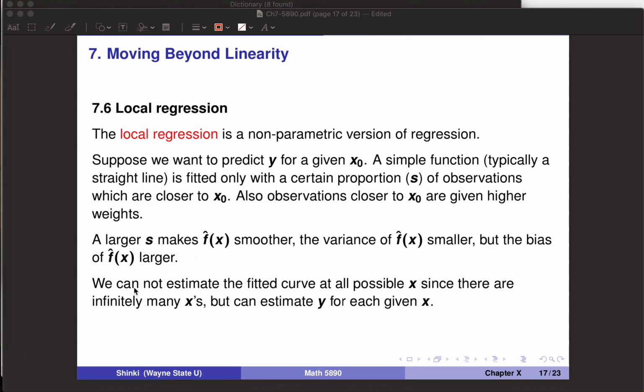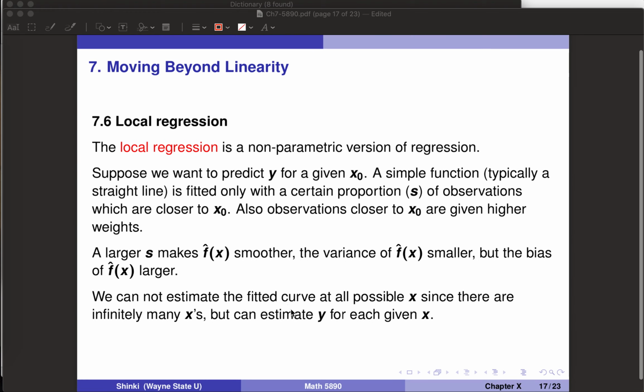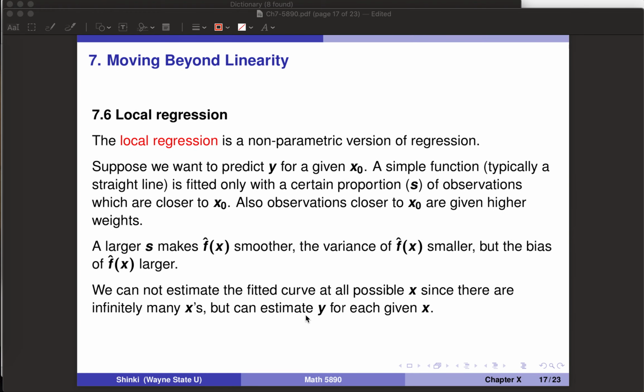One fundamental problem in local regression is that we cannot estimate the fitted value at all possible x. Given x naught, we can estimate f hat, but we would have to do that for all x. That is impossible. But usually we only need to estimate y for a limited number of observations. For example, in a training set, if we have 100 observations, then we can use those 100 observations to estimate f hat.